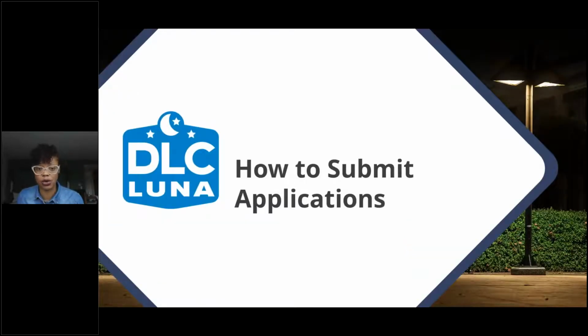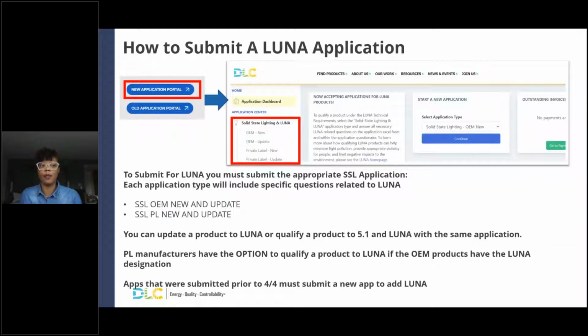So how do you submit LUNA applications? Well, you can go to your new application portal, and on your application dashboard, you will see an area for solid state lighting and LUNA. Underneath that drop down, you will be able to submit LUNA applications for your appropriate application type, which are SSL OEM new and update, and SSL private label new and update. You can update a product to LUNA or qualify a product to version 5.1 and LUNA with the same application. Once you go into these applications, you'll see more detail on how you can apply to LUNA.